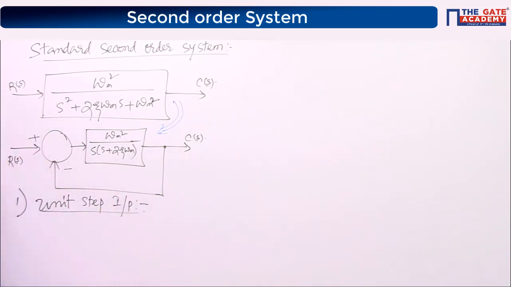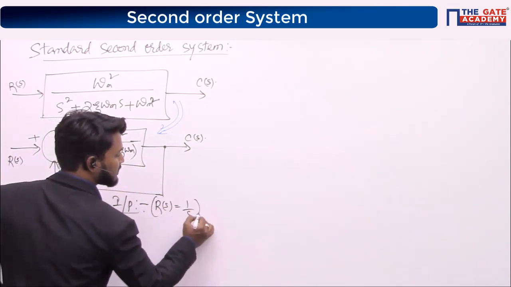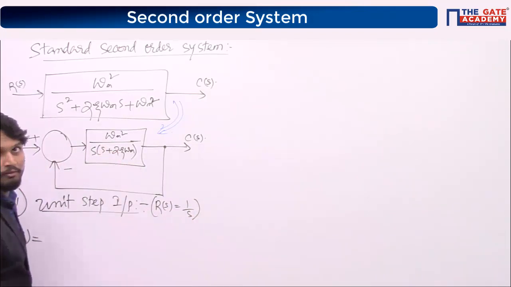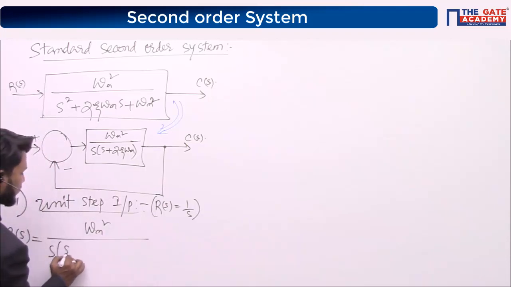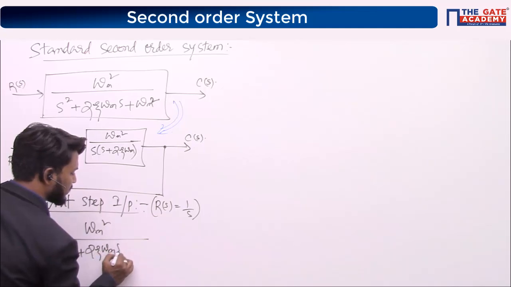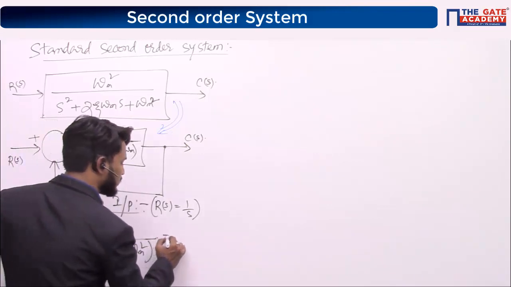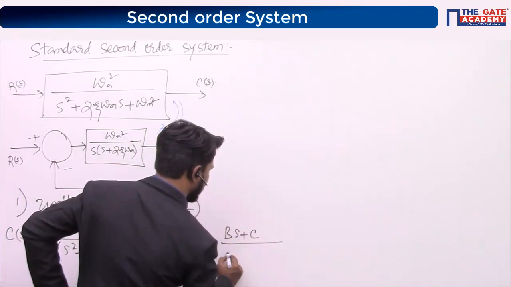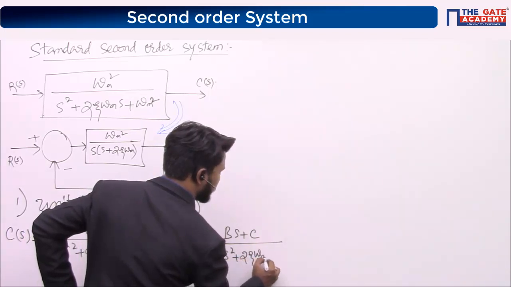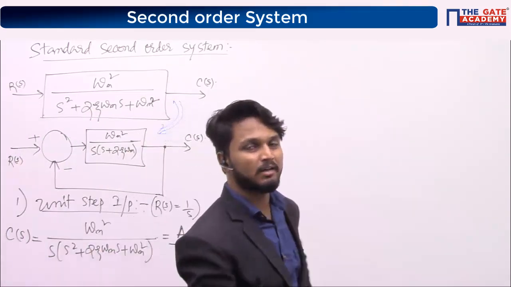Unit step, right? So in order to analyze this for unit step input, R of s will be equal to 1 by s. Then C of s will be equal to R of s multiplied by the overall transfer function, that is omega n square divided by s into s square plus 2 zeta omega n into s plus omega n square, right? So in order to expand this, you have to convert this into partial fraction form: A by s plus Bs plus C divided by s square plus 2 zeta omega n into s plus omega n square. So can you find out the values of A, B and C and let me know.